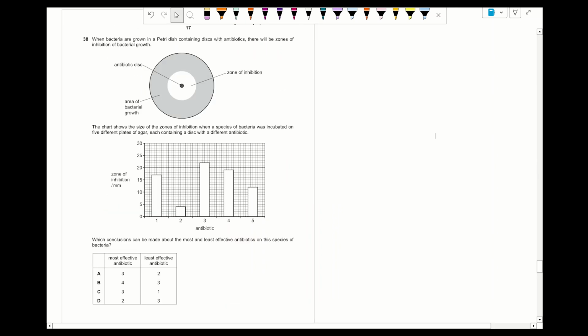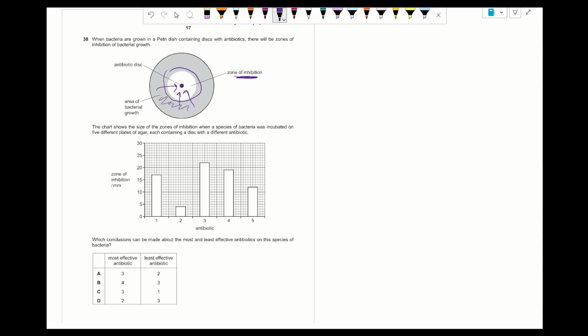Question number 38. When bacteria are grown in a petri dish containing discs with antibiotics, there will be zones of inhibition of bacterial growth. Which conclusions can be made about the most and least effective antibiotics on this species of bacteria? So, first of all, we must identify how to interpret a petri dish. Here we can see an antibiotic disc. And right here is the area of bacterial growth. So it makes sense that the larger the zone of inhibition, the more effective the antibiotic. Because if bacteria are able to grow right over the antibiotic, this means that the antibiotic is the least effective. So the smaller the zone of inhibition, the less effective the antibiotic.